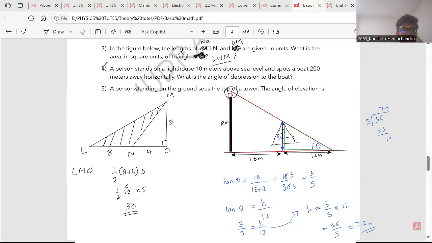That's the total area. You can find this area as well for the small NOM triangle. That is half 4 into 5. That's 2 into 5, 10. So they are asking this one. You have the total, you have the small one, 10. So if you take the difference, you get the LNM triangle, 20.